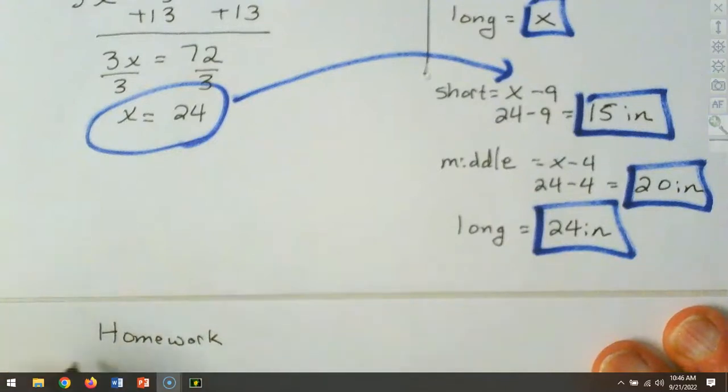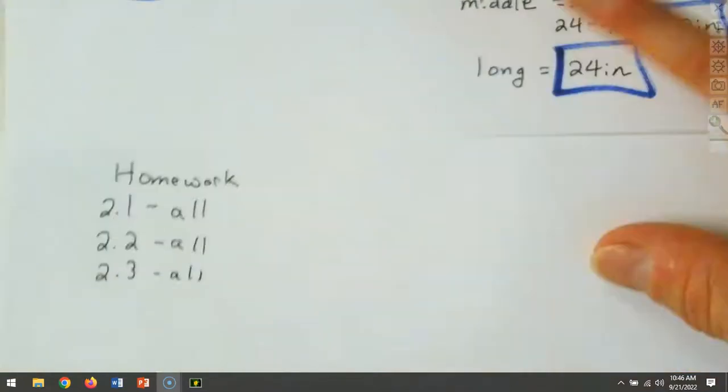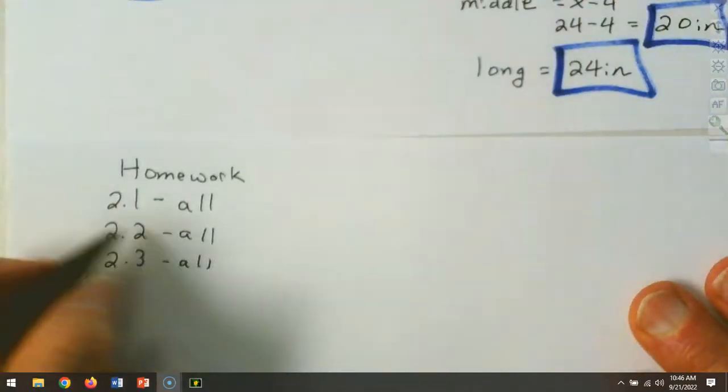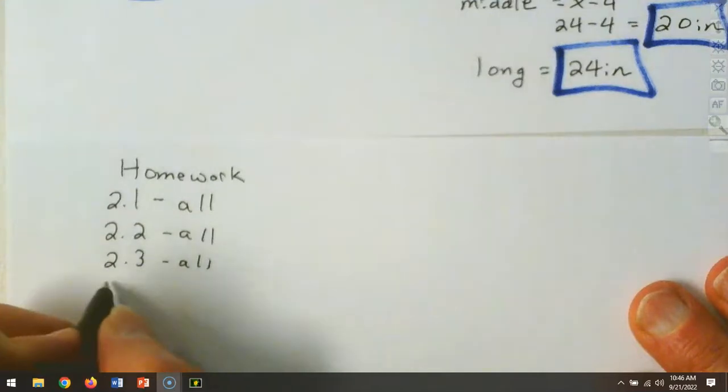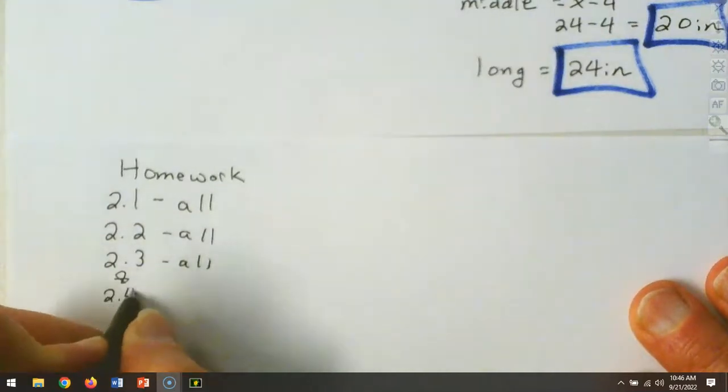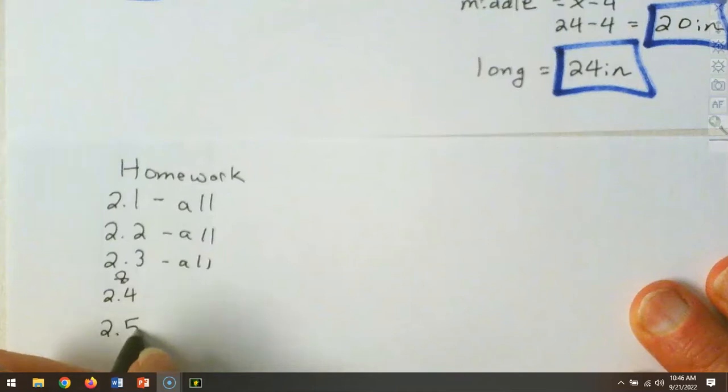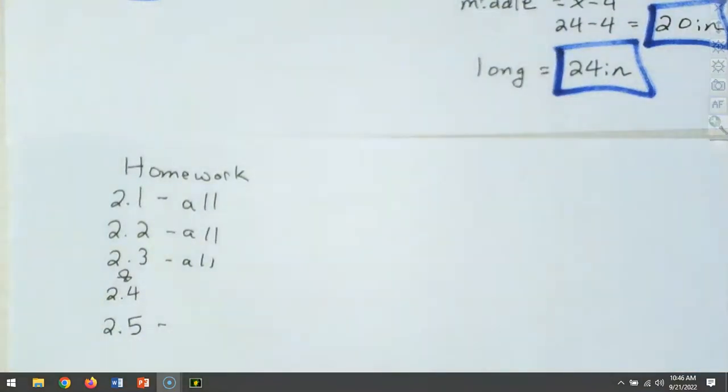Our homework, you can do 2.1, you can do them all. 2.2, you can do them all. 2.3, you can do them all, because 2.3 and 2.4 are put together, so 2.3 and 4, you can do them all. Okay, now what about 2.5? This is the one I'm going to have to see which ones we can do.